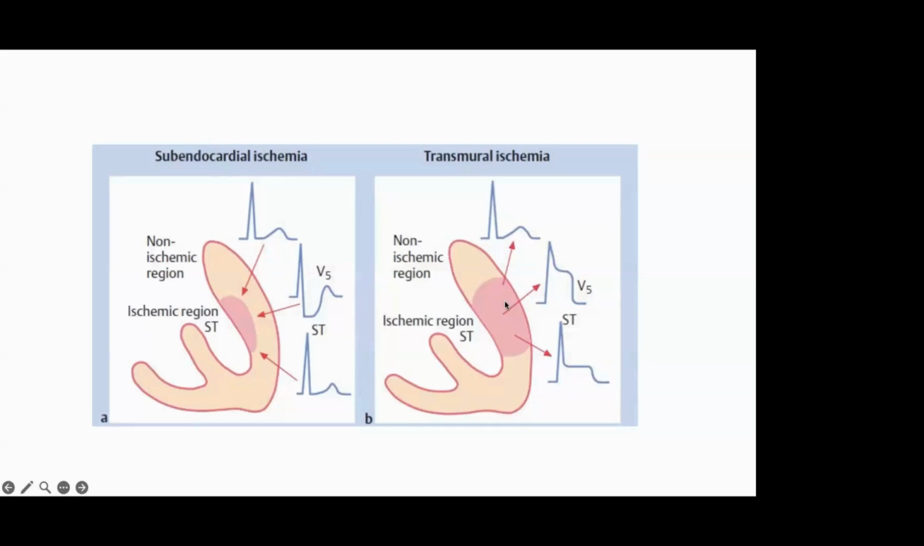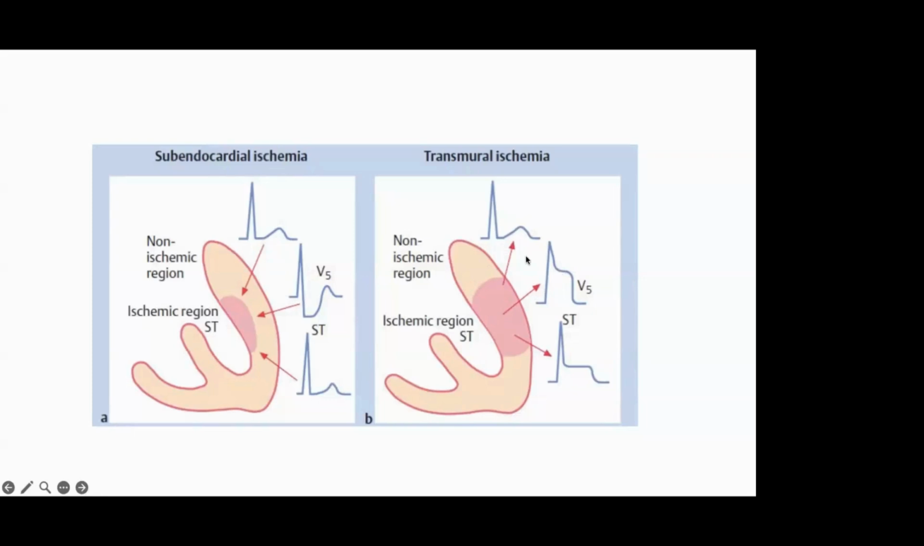But in transmural infarction like ST elevation MI, the entire thickness of the myocardium is lost. So when these areas normally depolarize, the infarcted myocardium depolarizes slowly, and the injury current will be recorded as ST segment elevation.